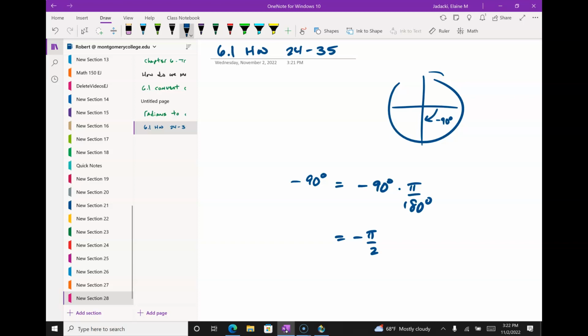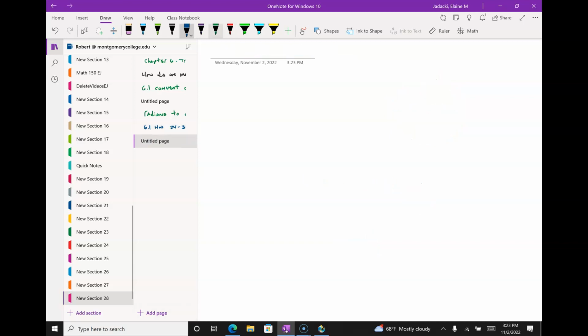What are radians again? It's the number of times I can take the radius, no matter what size the circle is, bend it, and fit it around the circle. Each one of those radii that I bent is a radian. Here we go, 6.2.